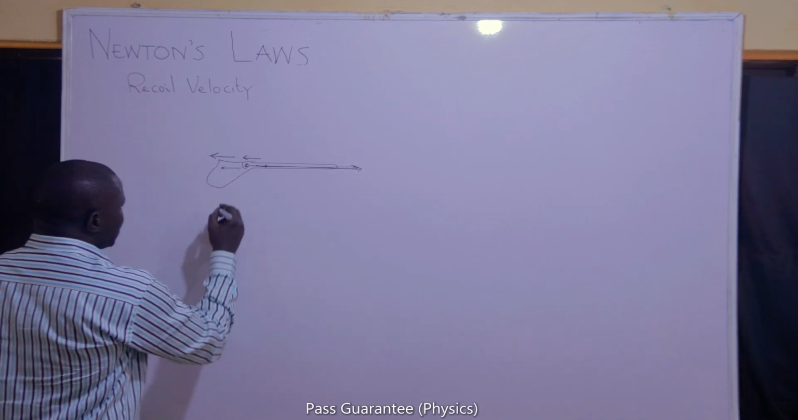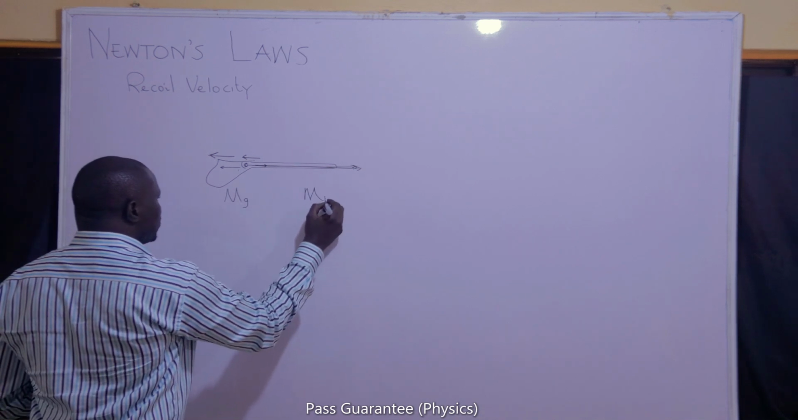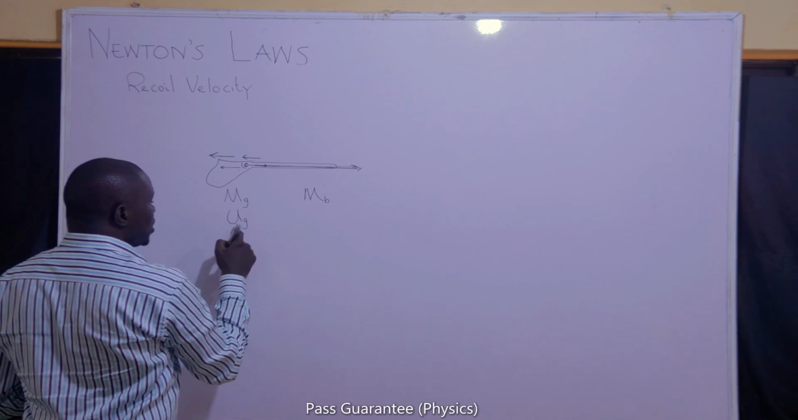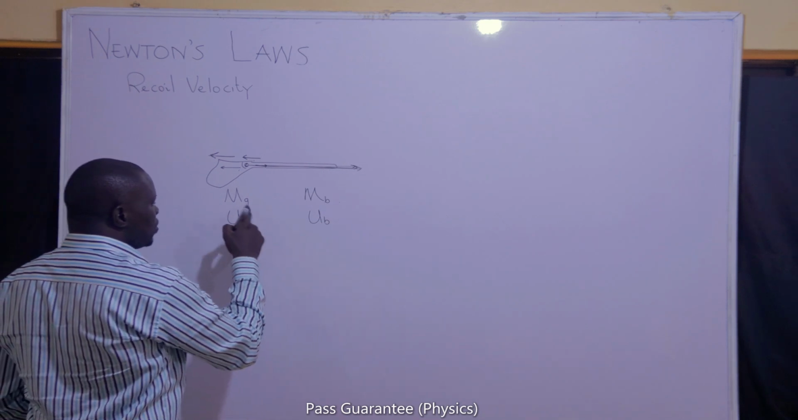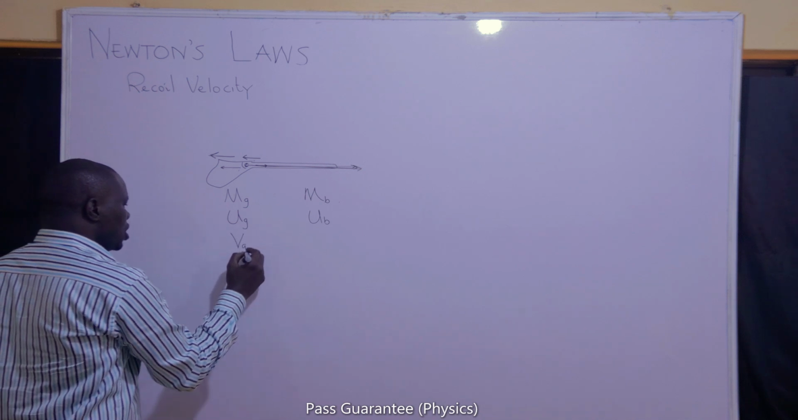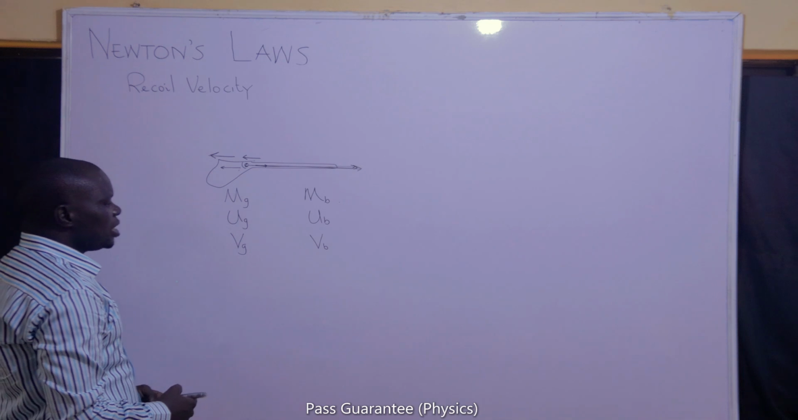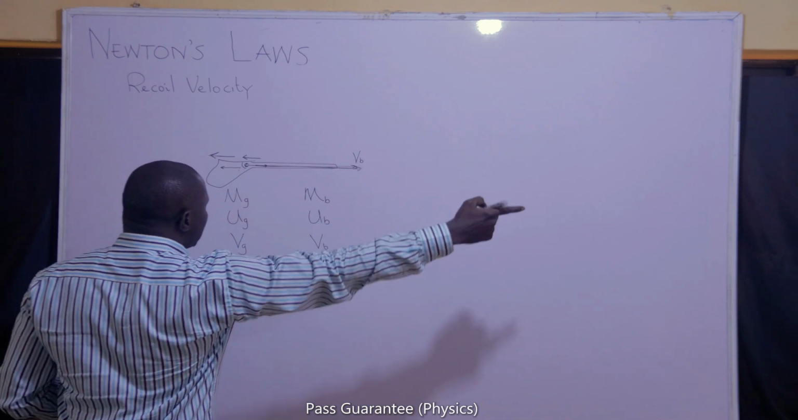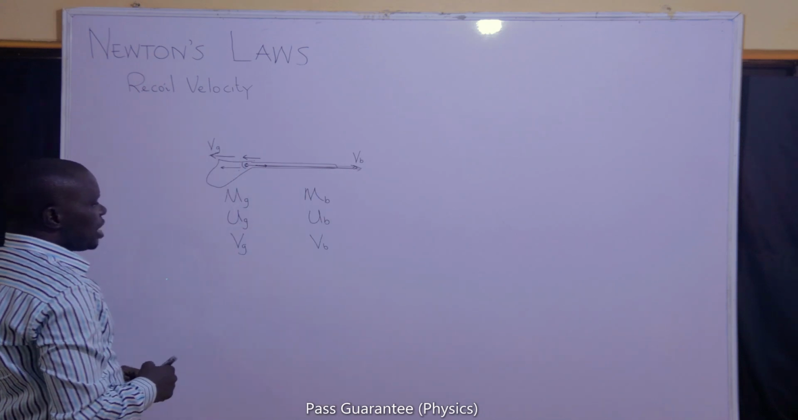Let us assume that mg is the mass of the gun. mb is the mass of the bullet. Let us assume that ug is the initial velocity of the gun. ub is the initial velocity of the bullet. Those are the velocities of the bullet and the gun before the shot. Now vg and vb are the final velocities of the gun and the bullet after shooting. So this is vb after shooting, the velocity with which the bullet will leave. This is vg, the velocity with which the gun will jack backward.